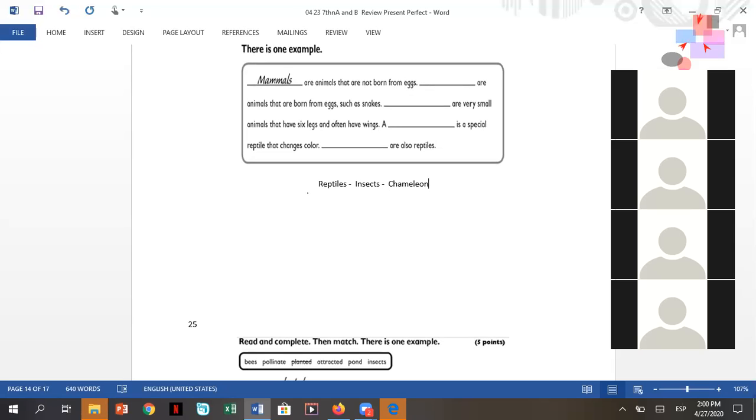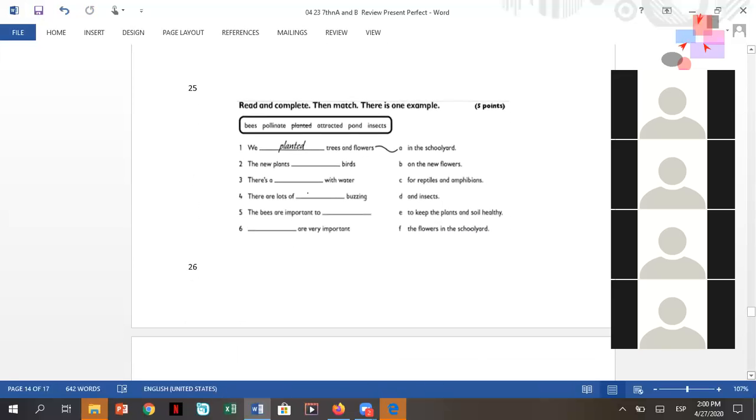Lizards are the lizard. Teacher, chameleon, you already did chameleon, is snake. No, lizard. It's lizard. Okay, good, lizards. Yes, that's right. Very good, guys.